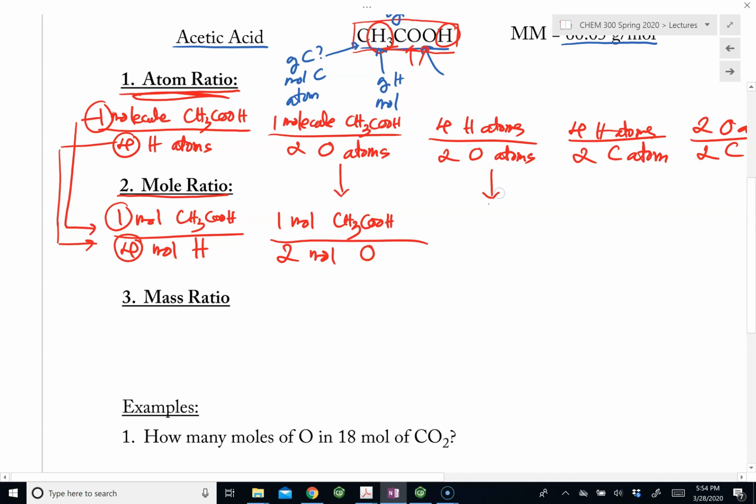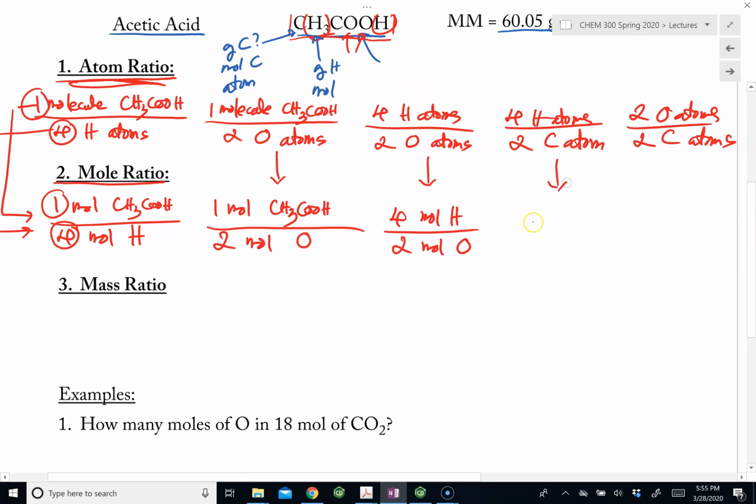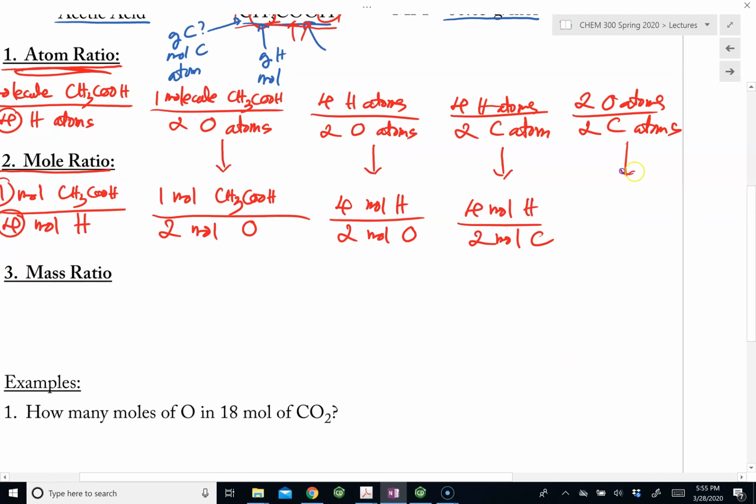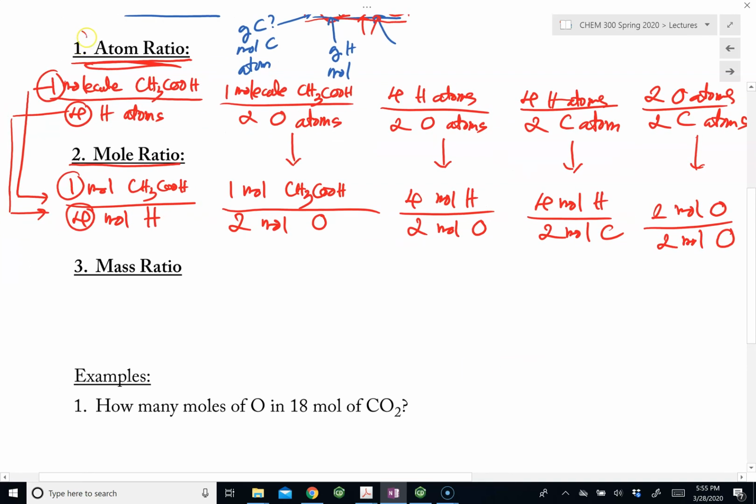And similarly, we can convert hydrogen atom into mole and oxygen atom into mole, and the ratio would still be the same thing. So we can also write the following: 4 mole of hydrogen over 2 mole of oxygen. And similarly, 4 mole of hydrogen over 2 mole of carbon. And for this one, 2 mole of oxygen over 2 mole of carbon. So the atom to atom ratio can be converted into the mole to mole ratio directly, and their value would still be the same thing.